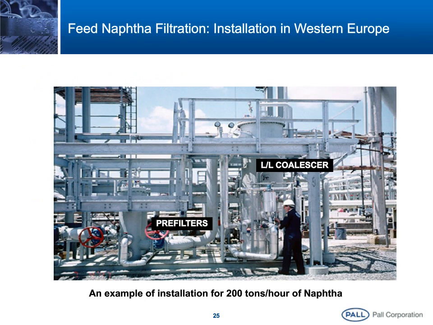You can see the Paul pre-filter there standing up vertically, and that's the pre-filter to remove the corrosion products in the naphtha. And then there is also the vertical liquid-liquid coalescer, the Sept coalescer, that is being used here. That's the one that separates the water from the naphtha before the naphtha is sent into the furnace. It works very efficiently on a very large flow rate of naphtha. We have several installations of this nature.